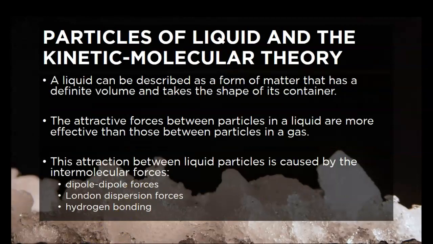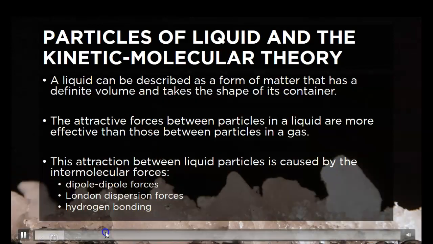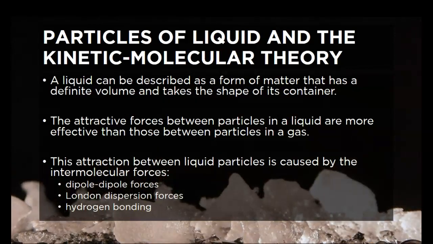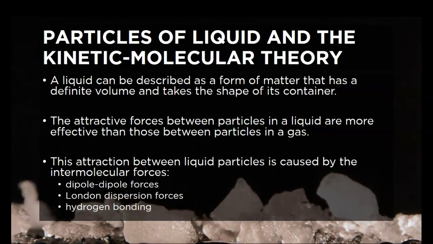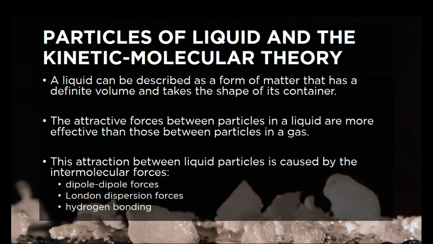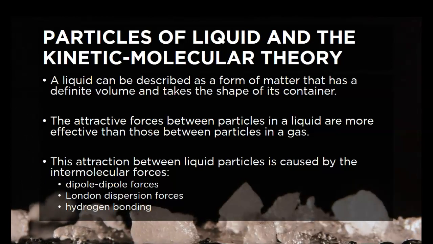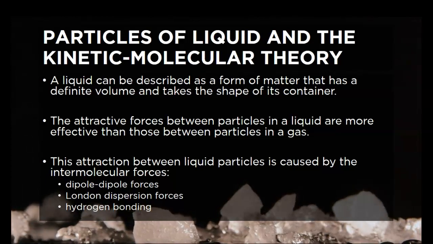So in a liquid, we now have a form of matter that will take the shape of its container just like a gas would, but it also holds a definite volume. So that's why you can measure something out in a graduated cylinder and then pour it into a beaker and still have the same amount. You couldn't necessarily do that with a gas because a gas always fills the container around it.